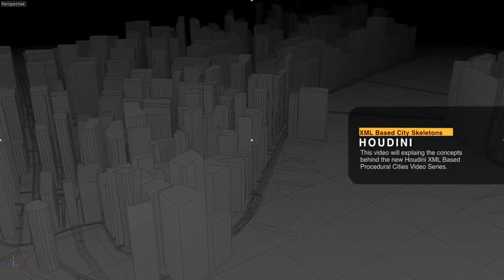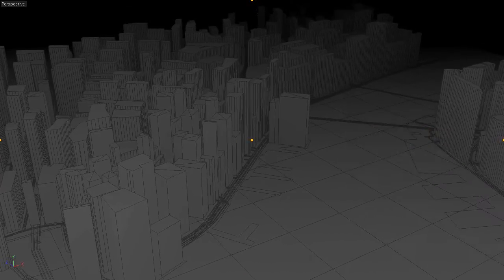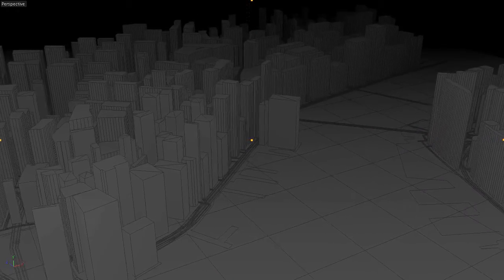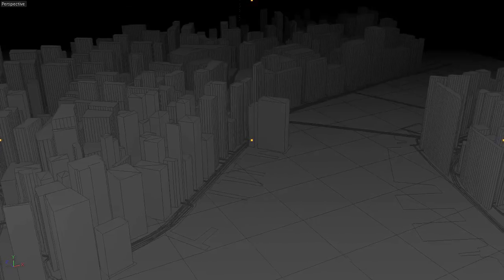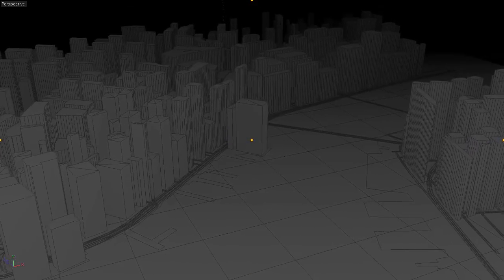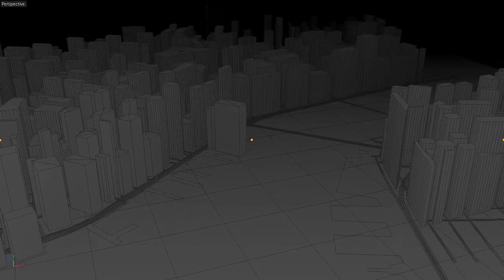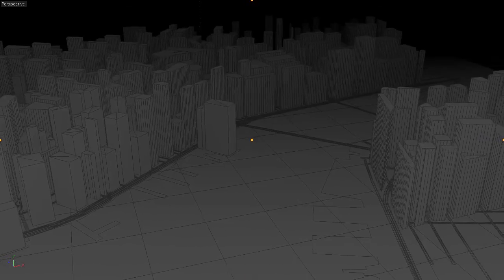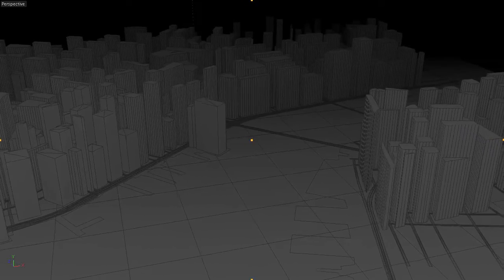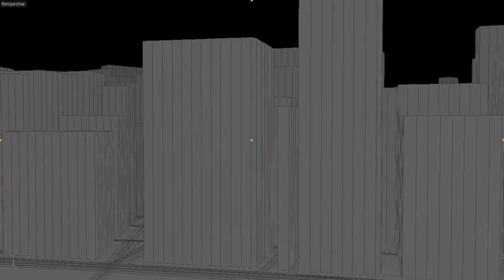Today I'm going to tell you a little bit about this new XML-based city solution for Houdini. This video was designed by myself and George Knockle, who was the chief engineer for this entire video. The most important thing to note is that we went through many weeks of deliberation on if we were going to teach LiDAR-based solutions or 3D point cloud conversion-based solutions and a lot of other things that would lead us to this ultimate set of videos.